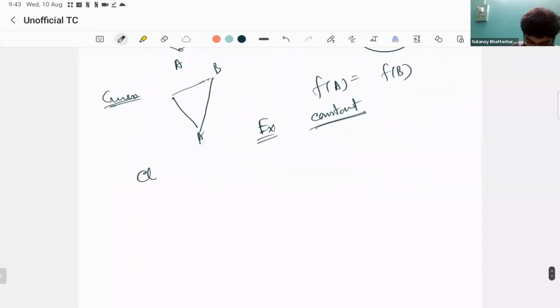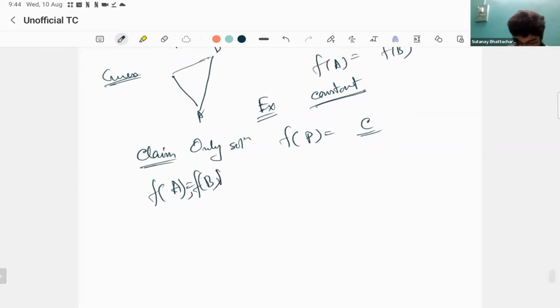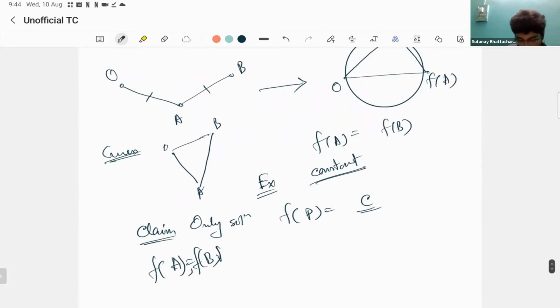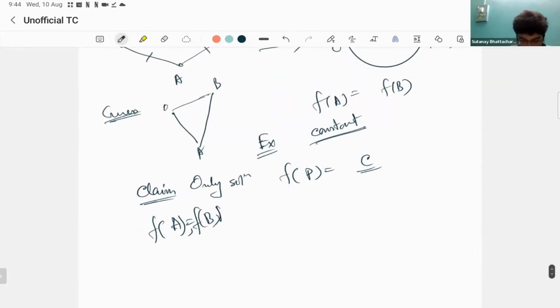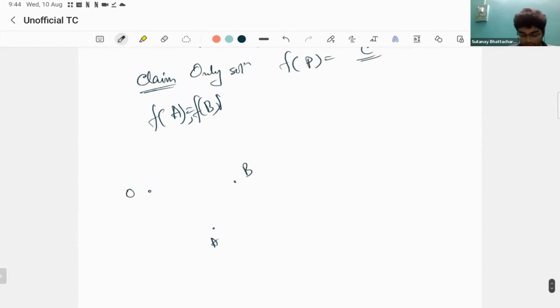And so basically, our claim is the only solution is f of p going to some fixed point C. So now we need to prove that, and the way we usually prove this function is continuous is by picking two arbitrary points A and B and proving that f of B is equal to f of A. We already did that in the special case where OAB forms an equilateral triangle. So now we want to take two arbitrary points A and B and try to figure out if f of A is equal to f of B.